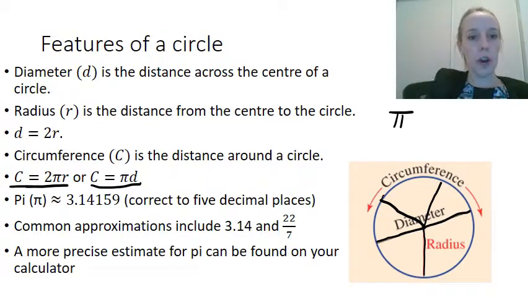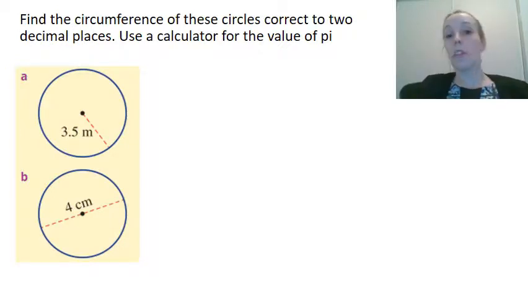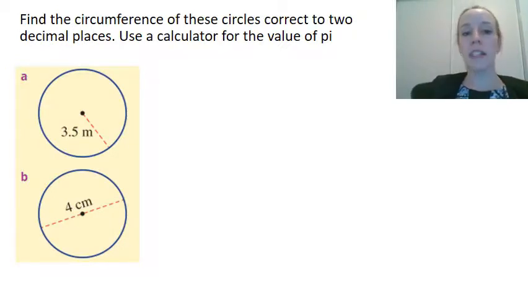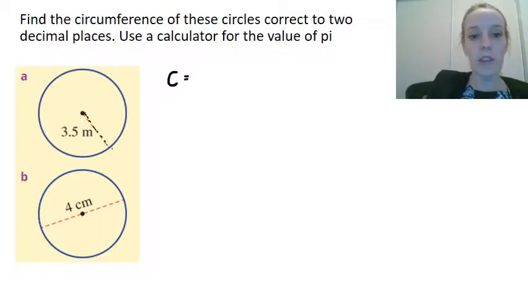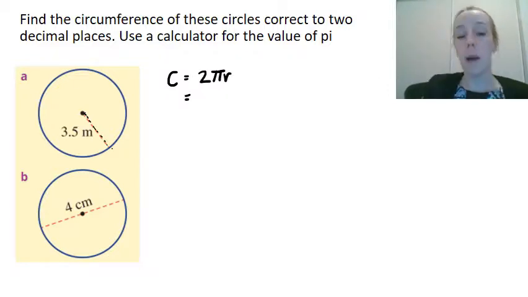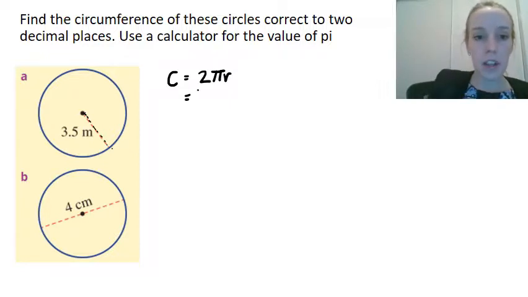Okay, so we've got some worked examples now. Find the circumference of these circles correct to 2 decimal places using a calculator for the value of pi. So for the first one, we've got this line that's coming from the center to the side, which is the radius. So our circumference equals 2 pi r. So 2 times pi times our radius, which was 3.5.